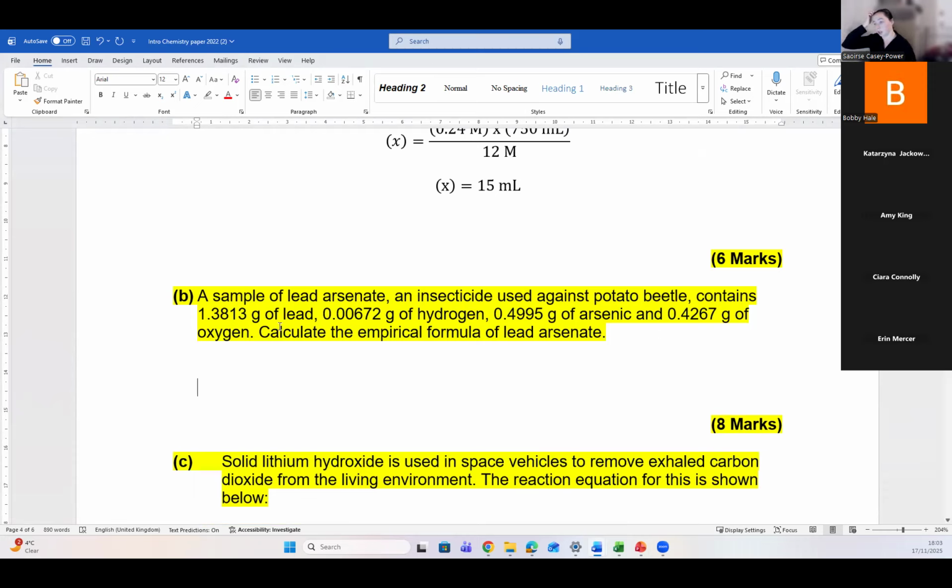Okay, so you're given a sample of lead arsenate, an insecticide, I wouldn't worry about that, that contains this amount of lead, this amount of hydrogen, this amount of arsenic, and this amount of oxygen. It says calculate the empirical formula of lead arsenate.